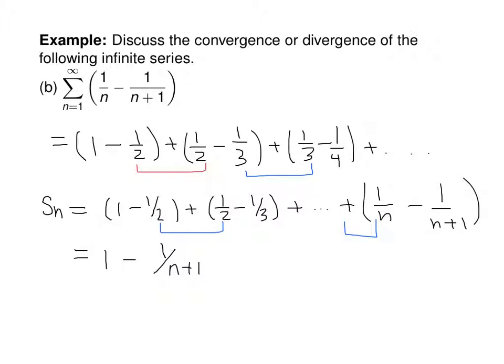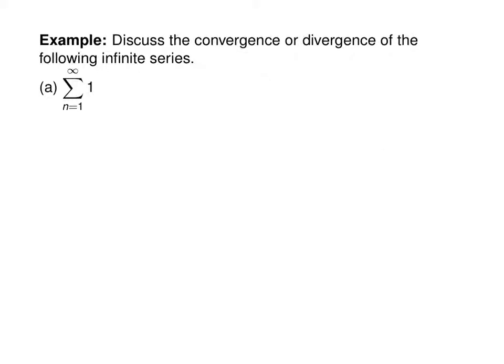Alright, so then you can find the limit as n goes to infinity of S sub n is equal to 1, and thus this series converges to 1. So the sum from n equals 1 to infinity of 1. Now what the heck does this mean?